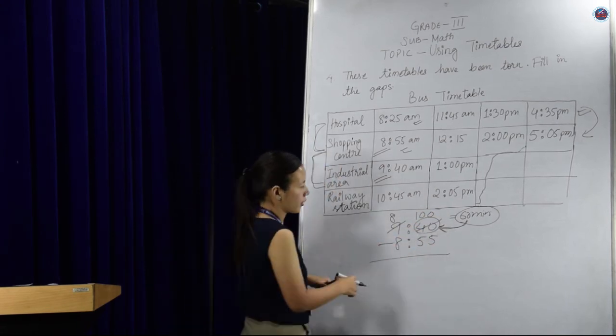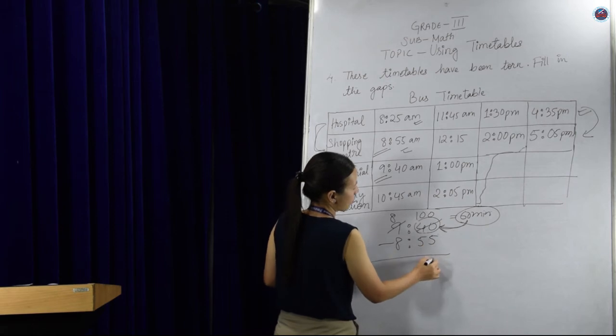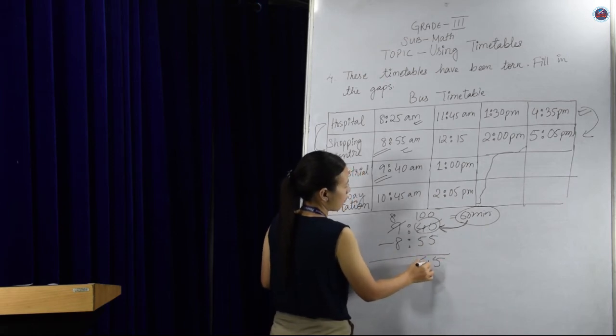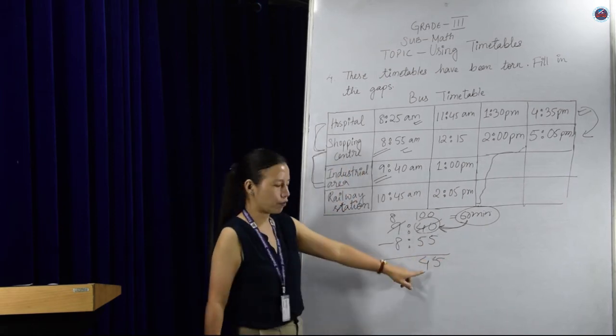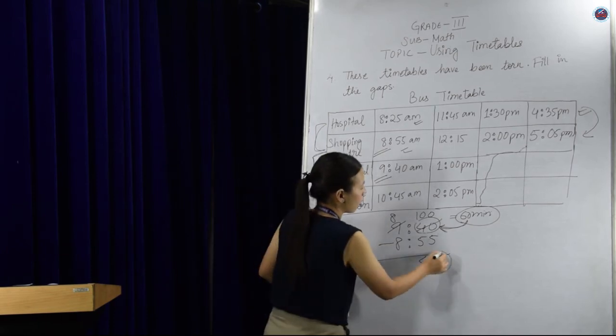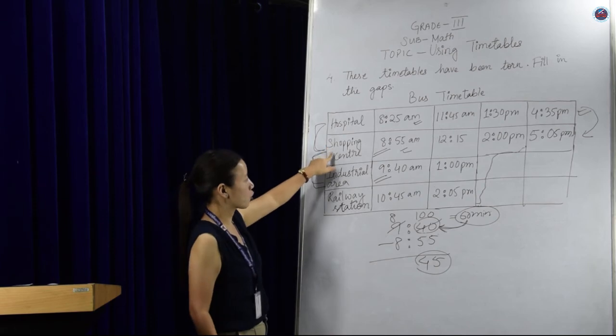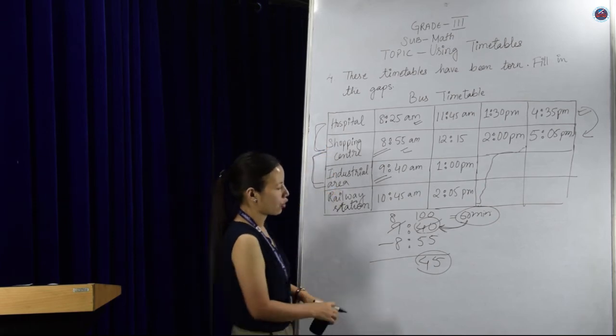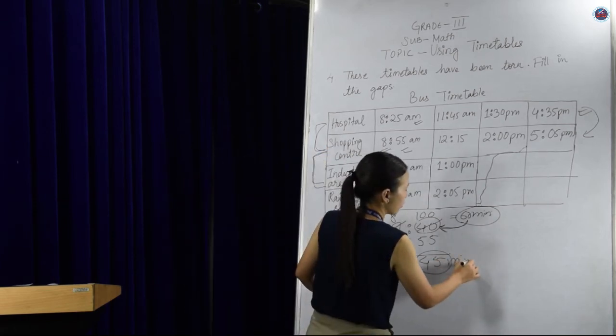Now subtract it. 100 minus 55 is how much? We know that is 45. So we write 45. 8 minus 8 is 0. So that means how long did the bus take to go from shopping center to industrial area? It took 45 minutes.